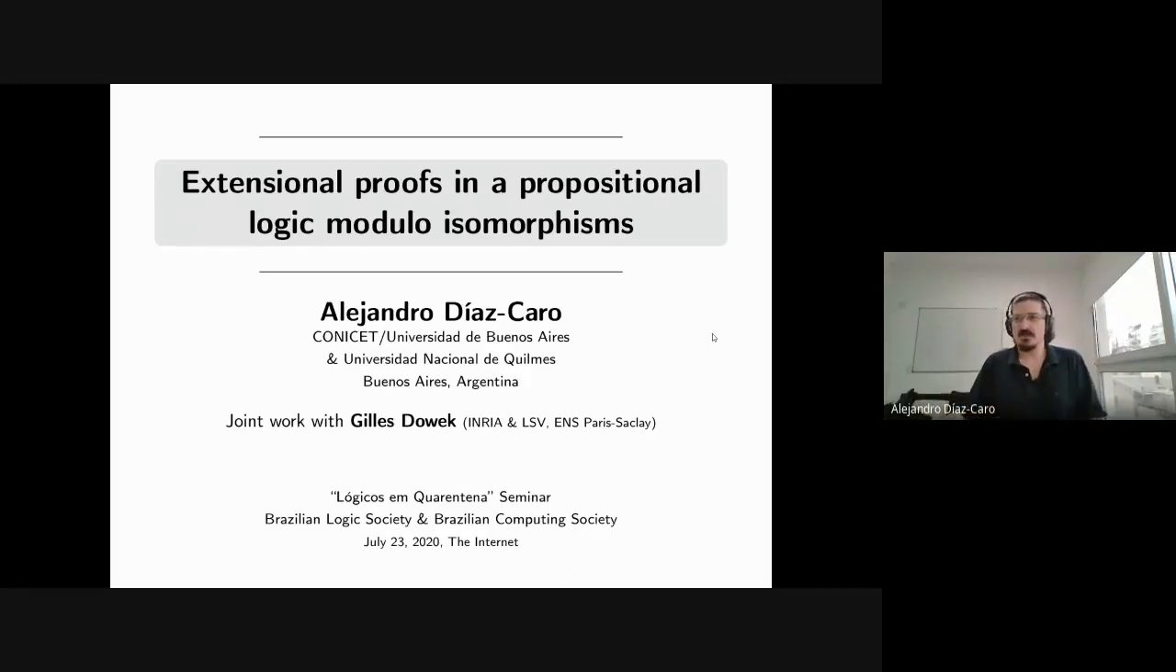Okay, this is joint work I have been doing with Gilles Dowek, and the title of this presentation is the title of the last paper, but there are two papers. So I will start with the first paper, and at the end I will comment something about the extensional proofs. I will start with propositional logic modulo isomorphism, which is the main idea. Then I will arrive at what the extensional rules have to do with this.